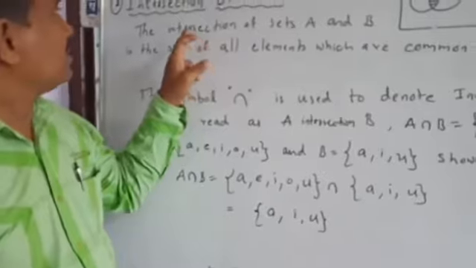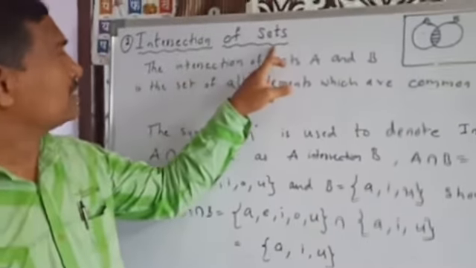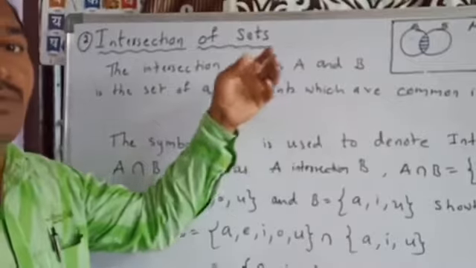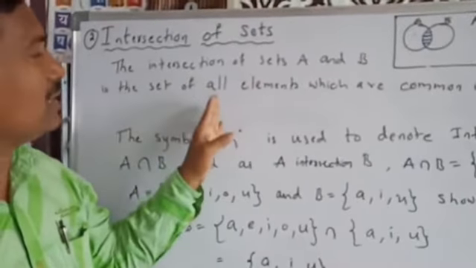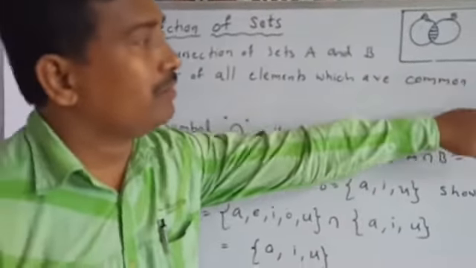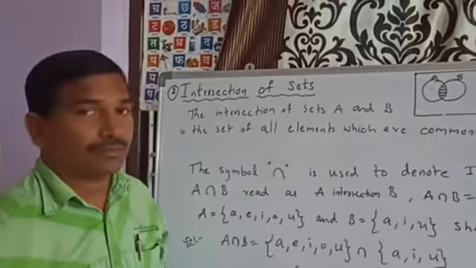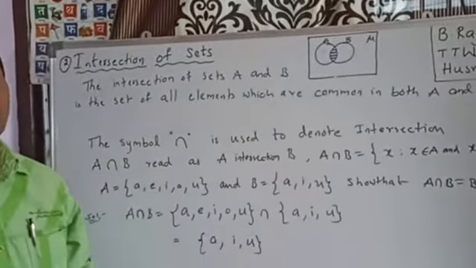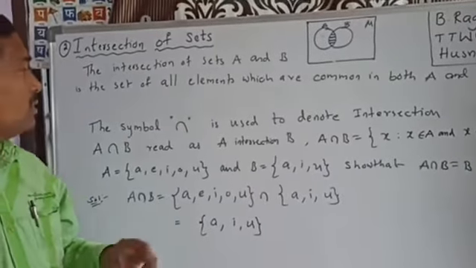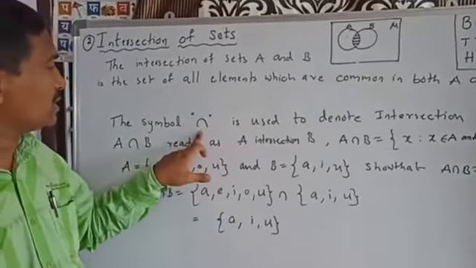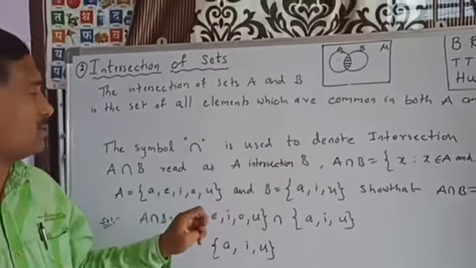Now let us discuss intersection of sets. The intersection of sets A and B is also one set. That set consists of all the elements which are common to both A and B. The common elements of A and B are called the intersection of A and B. This is the symbol of intersection, ∩, used to denote intersection.